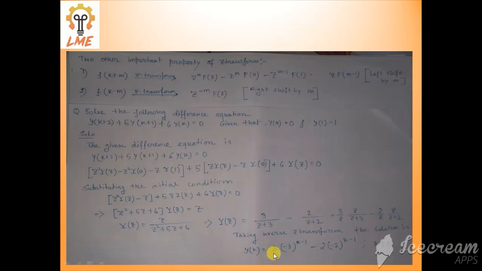So finally, by taking the inverse Z transform of this total Y(z), we get y(k) is equal to 3 into minus 3 to the power k minus 1 minus 2 into minus 2 to the power k minus 1. So this is the value of y(k). This is how you have to solve the difference equation. In the exam you will be given one difference equation along with some initial conditions, and you will be asked to find the solution of the difference equation, and this is how you have to solve. Finally, we have to solve for y(k).